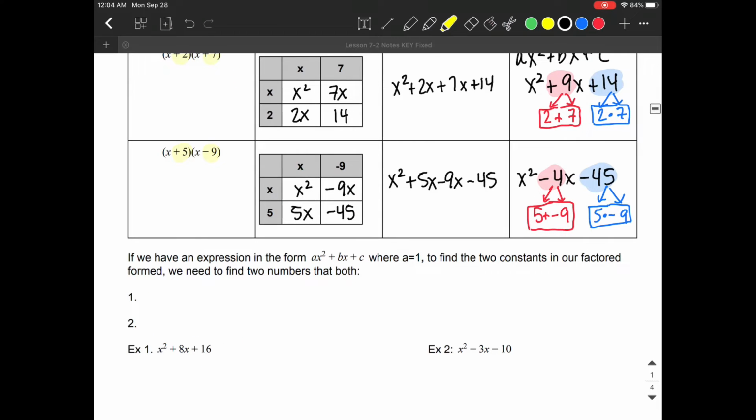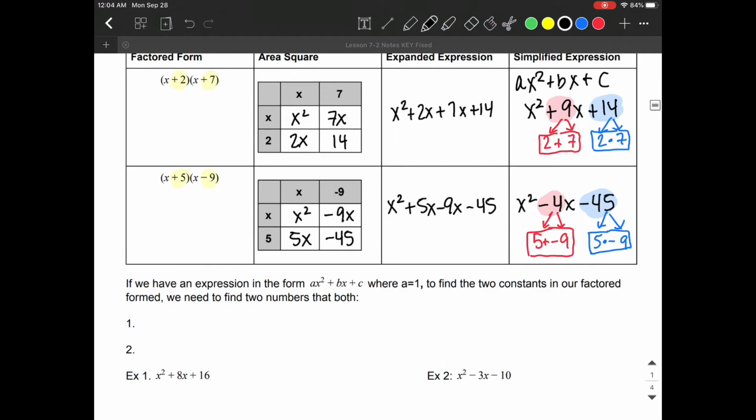So if we have an expression in the form ax squared plus bx plus c, where a is equal to 1, as it is for these two examples, I have 1 as the coefficient for x squared. To find the two constants in our factored form, so 2 and 7 and 5 and negative 9 in these examples, we need to find two numbers that, first, add up to b, and they need to multiply to c.